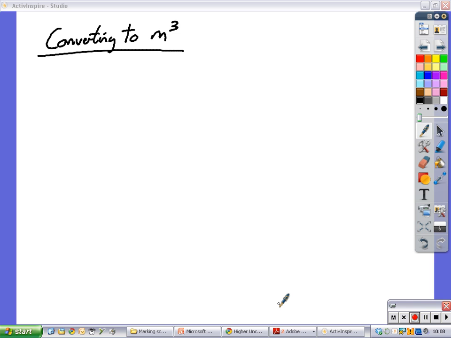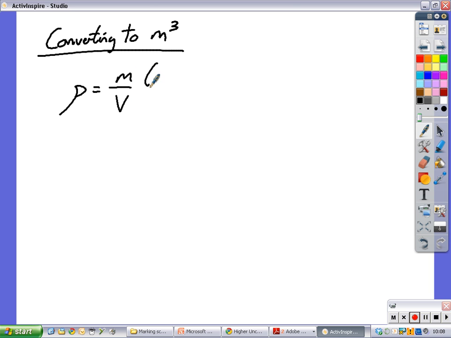Meters cubed. Okay, so density must be in meters cubed. So when you're doing density, rho equals m over v. M must be in kilograms, v must be in meters cubed. Alright? However, when you measure volumes, it's usually measured in milliliters.